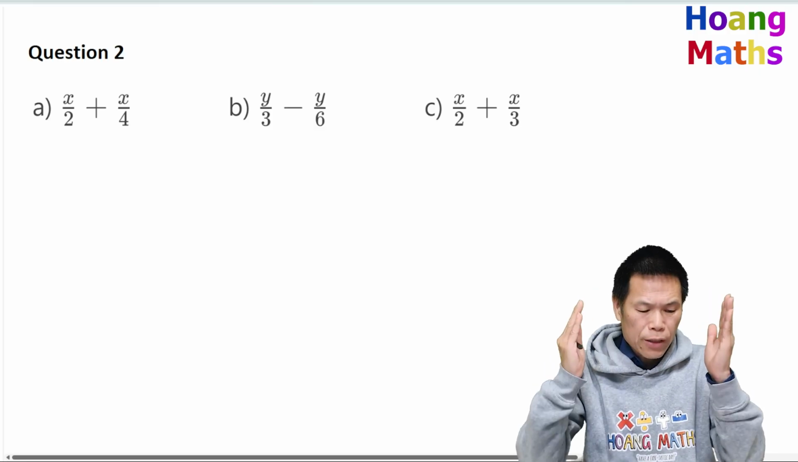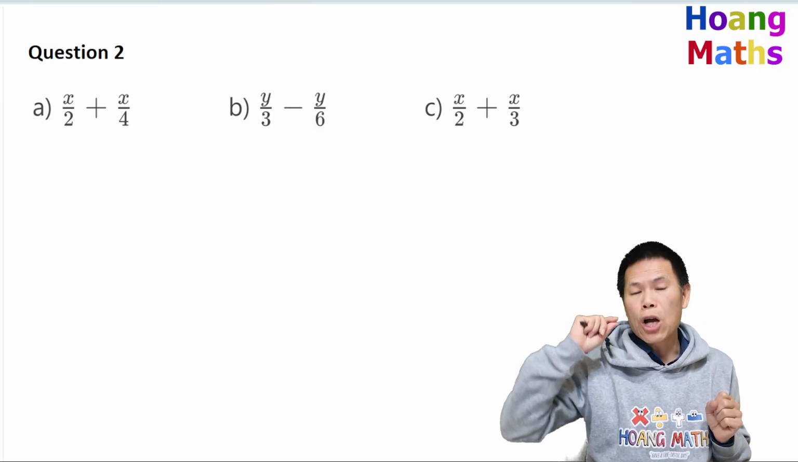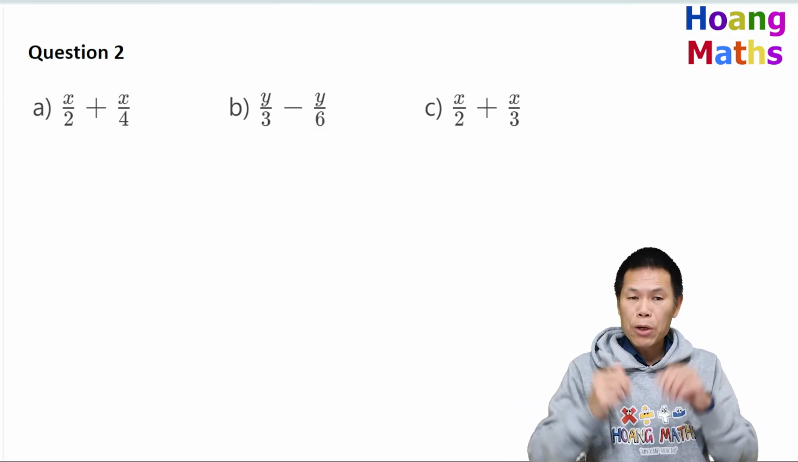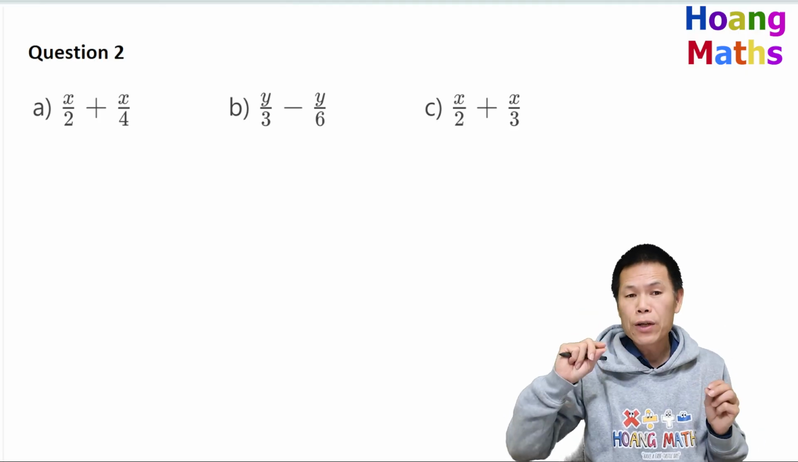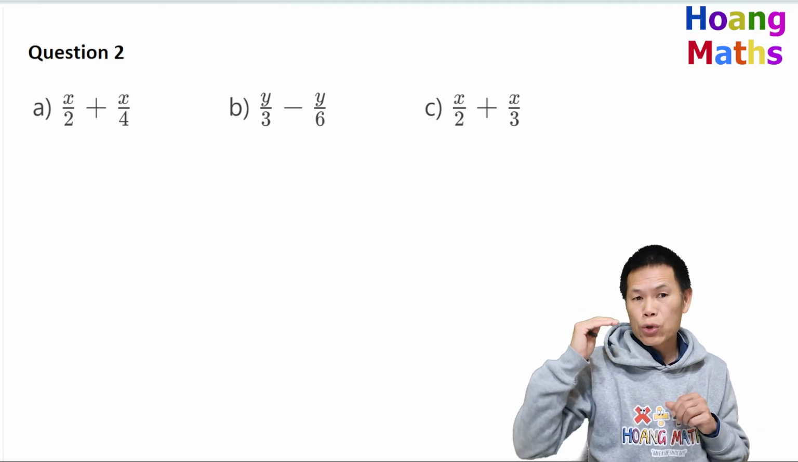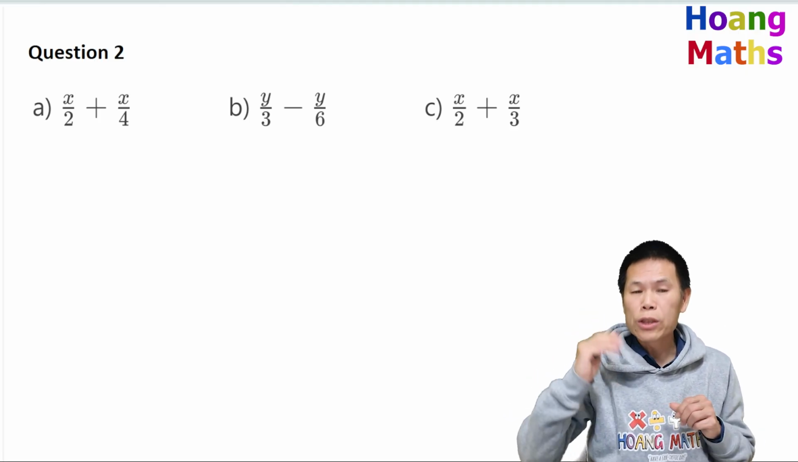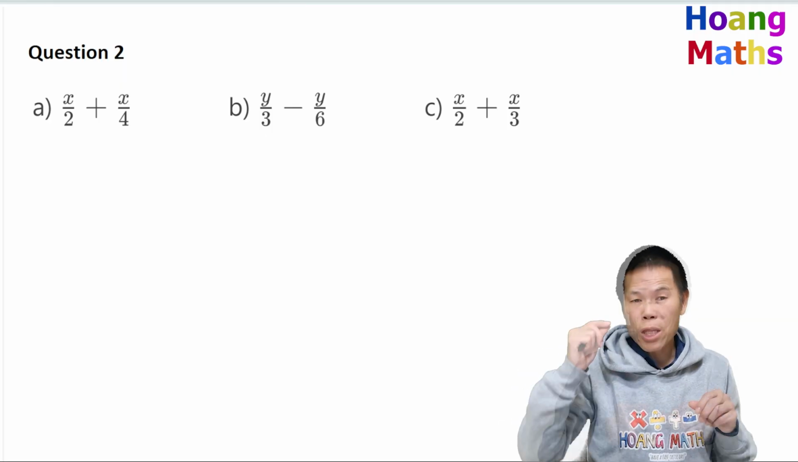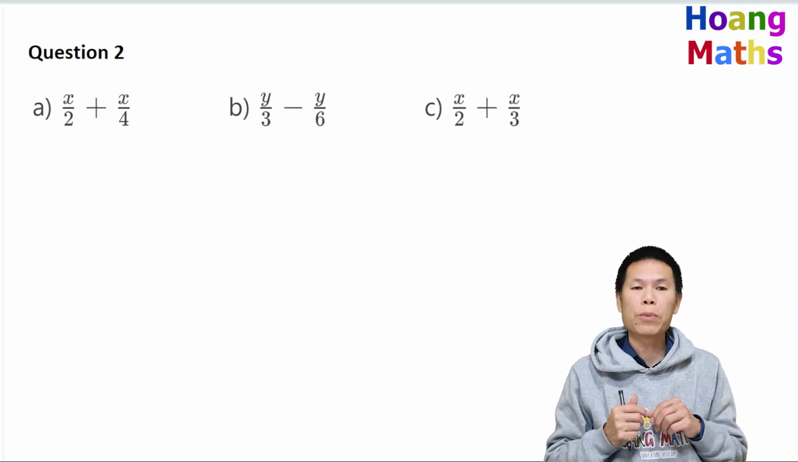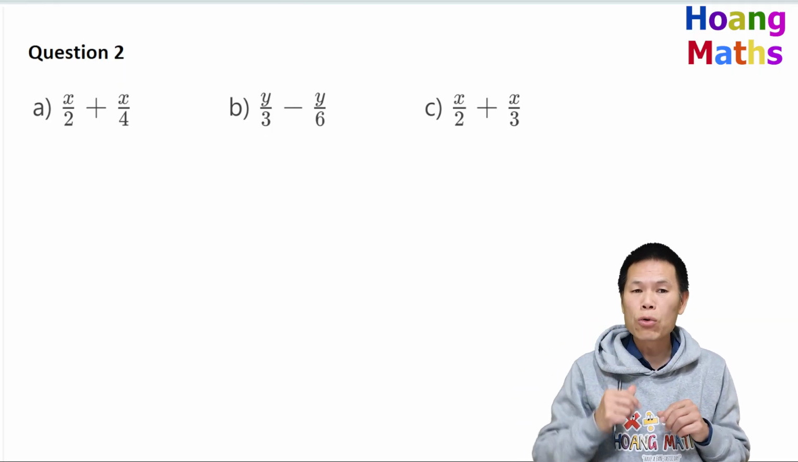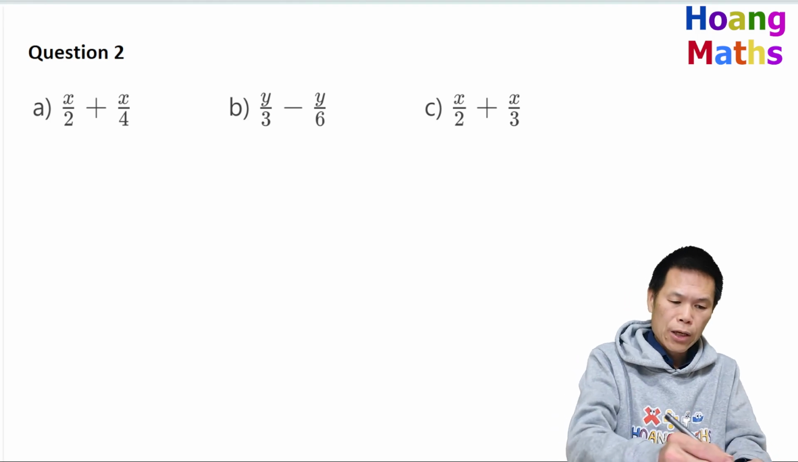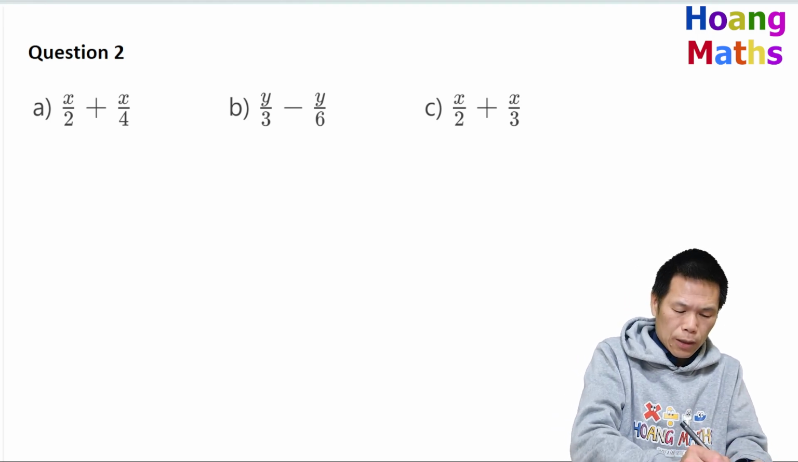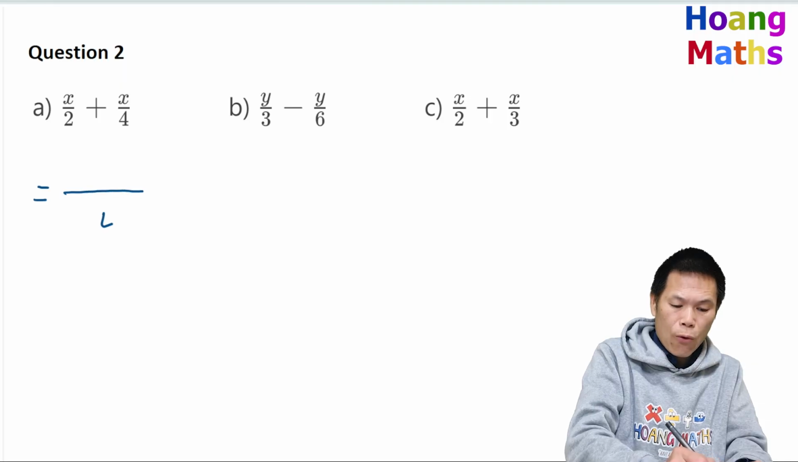First of all, we need to find the common denominator first, okay? Because the denominators are different. So therefore, with 2 and 4, the lowest common multiple is 4. In another word, the lowest common denominator is 4, because 4 is multiple of 2 as well, okay? So I can just write that, 4.